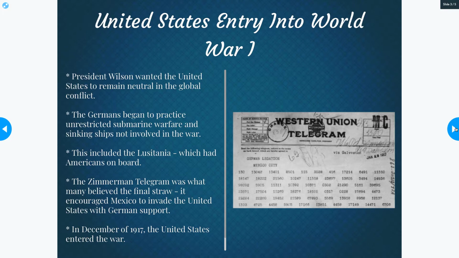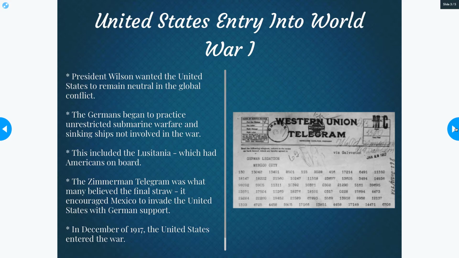And these series of numbers here, once you've deciphered what the numbers mean, tell Mexico, hey, what we think you should do is attack the United States. So Germany wants Mexico to attack the United States, and they offer their support, and they say, if you can attack the United States, we're going to help you, and once you win, we're going to let you keep that land. So it's basically a telegram telling Mexico that Germany wants to be allies with them.